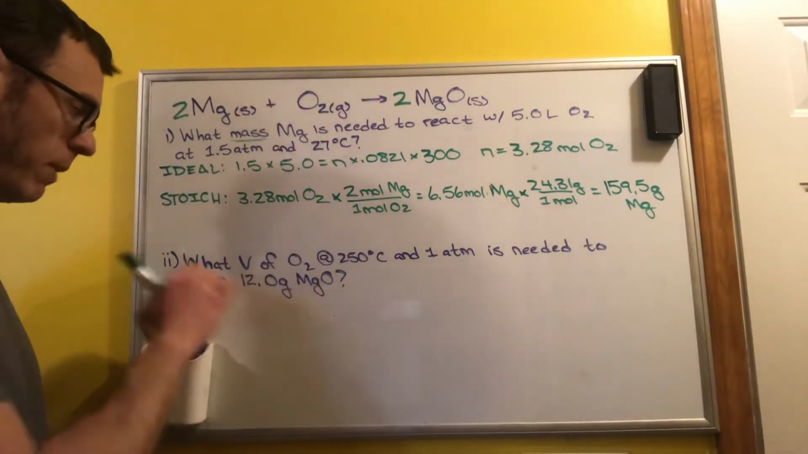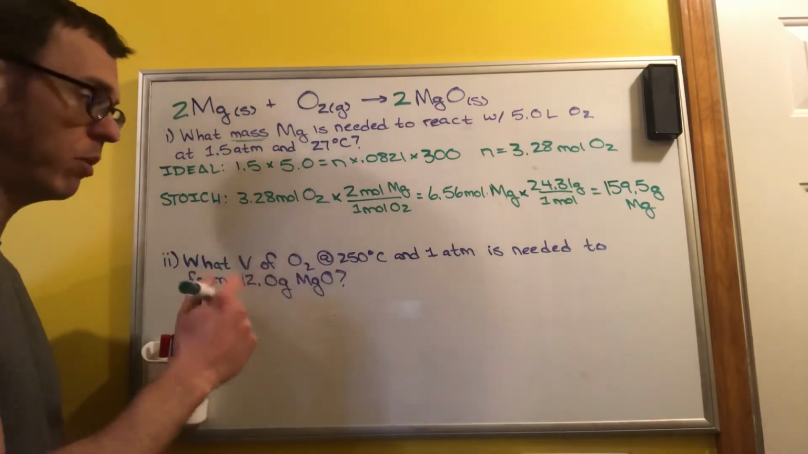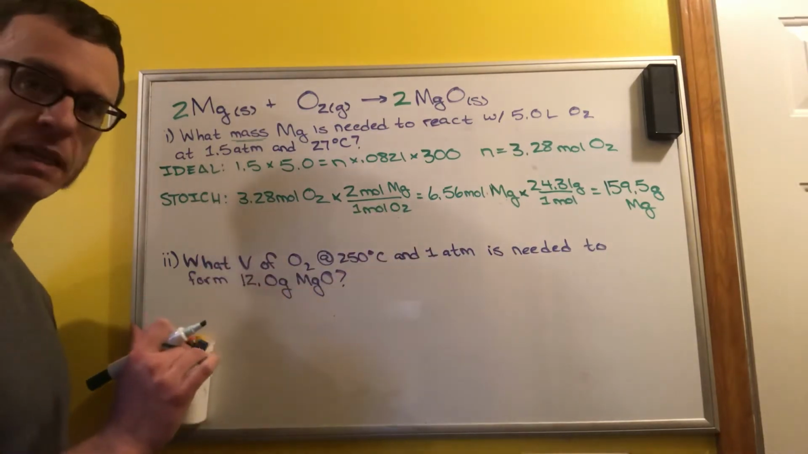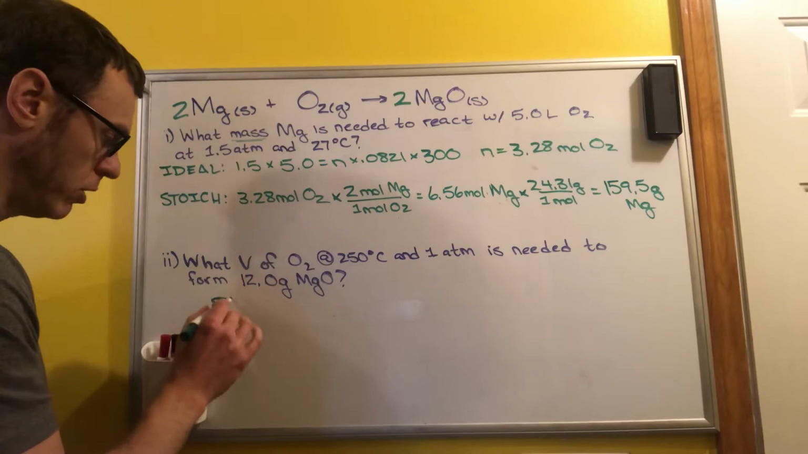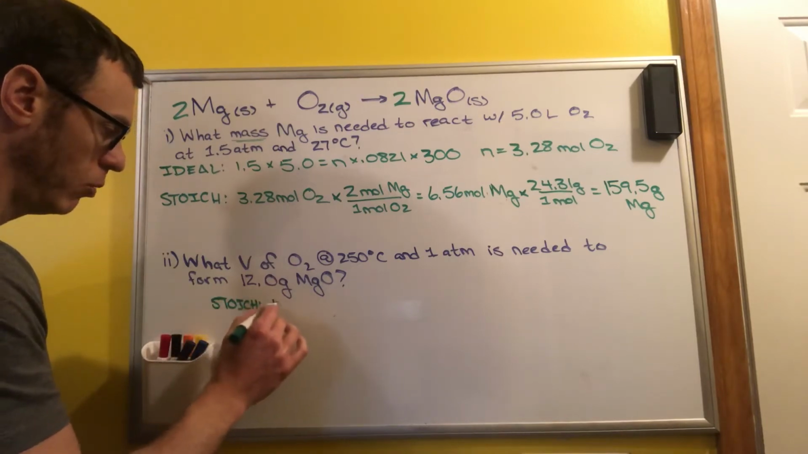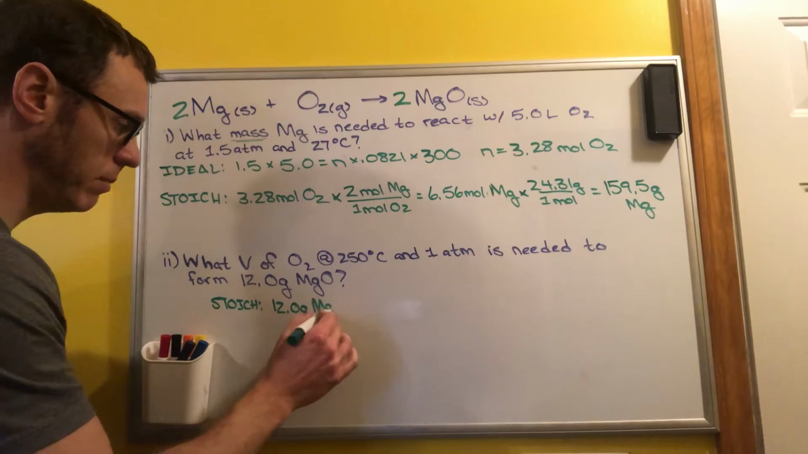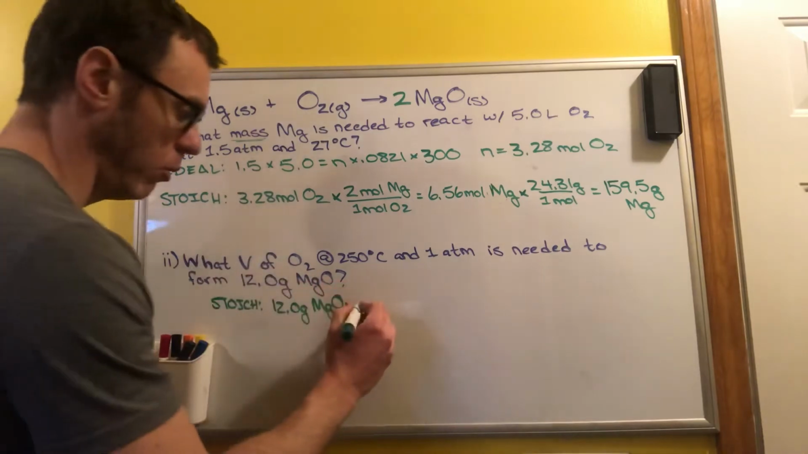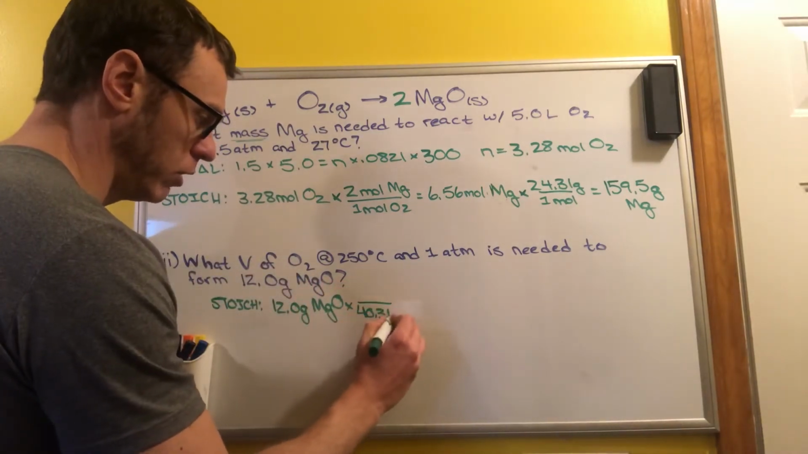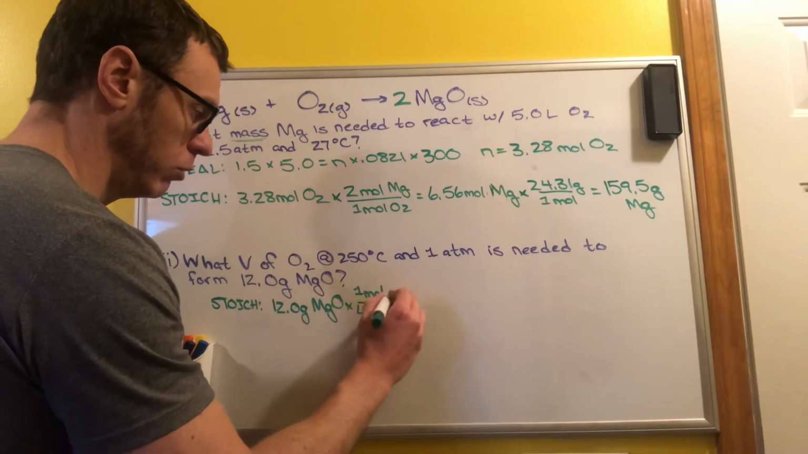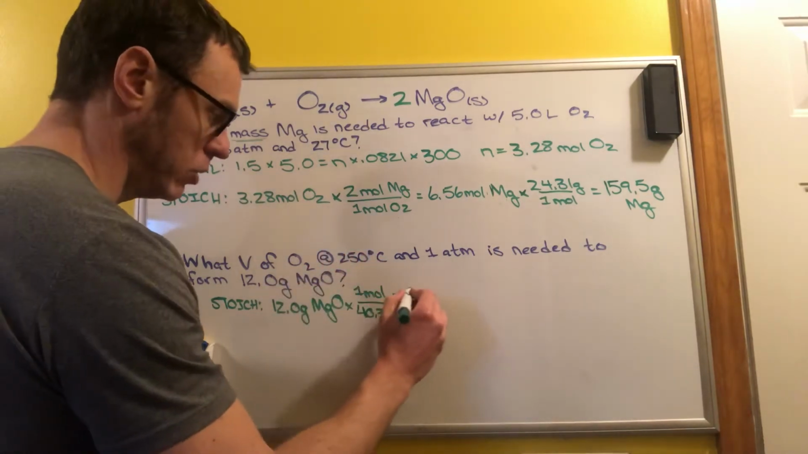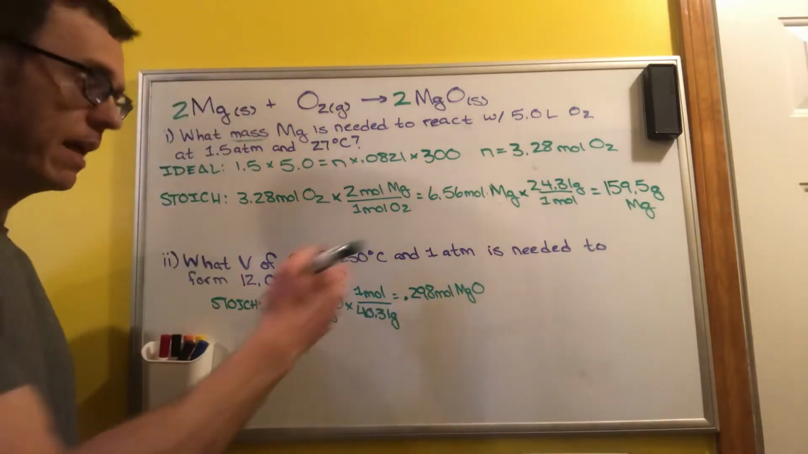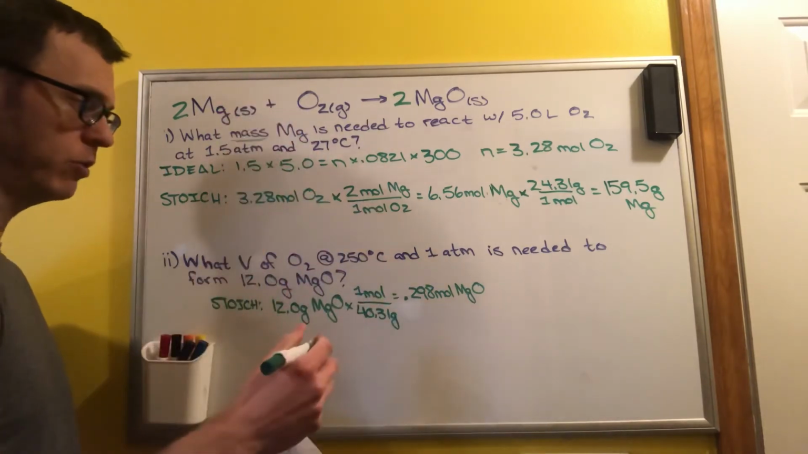As we jumped on here, different problem, what volume of O2? So we're kind of switching up what we want to look at. At 250 Celsius, 1 atmosphere is needed to form 12 grams of magnesium oxide. Here, we're going to do our stoichiometry first. We get 12 grams magnesium oxide times, we have to get the molar mass of MgO, which is 40.31. So 40.31 grams over 1 mole. And that's going to give us 0.298 moles MgO, okay? And then from here, we're going to figure out how many moles of O2 we have.